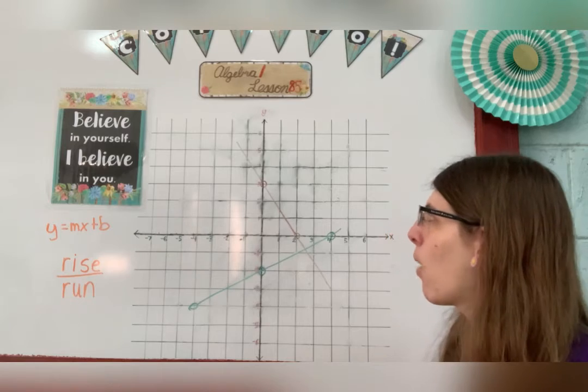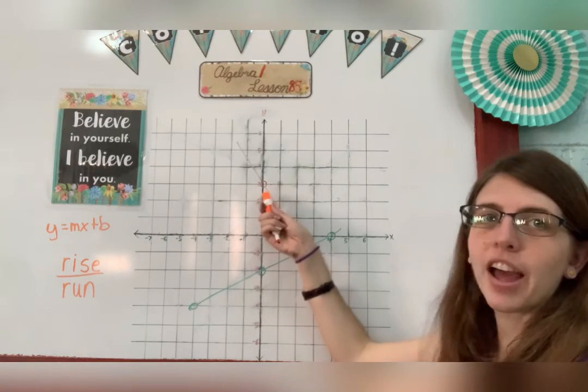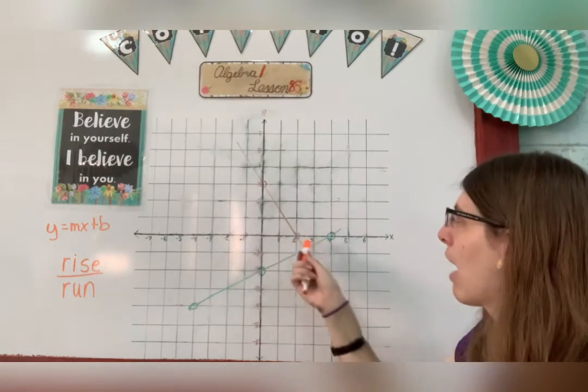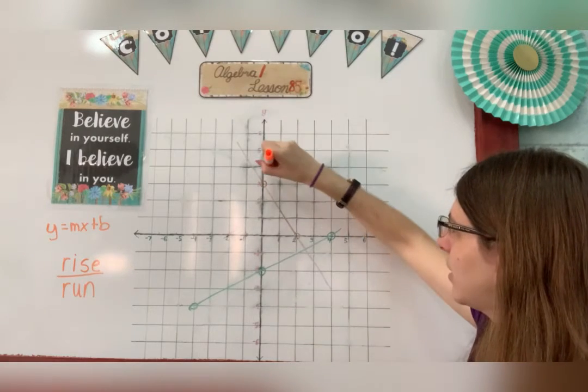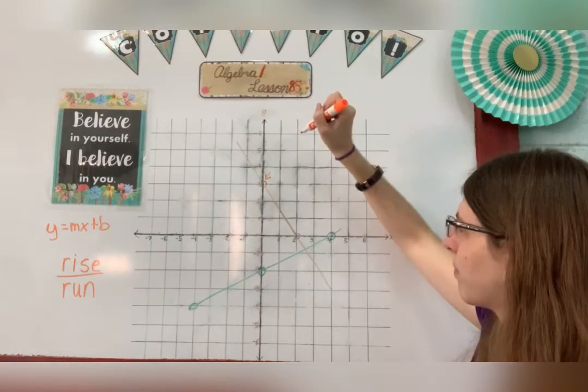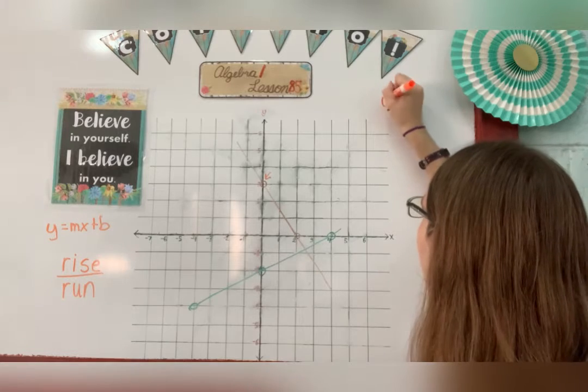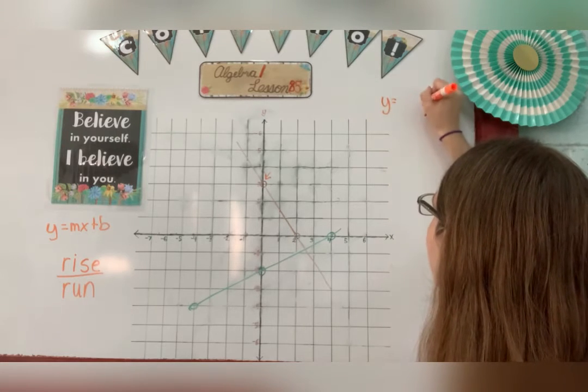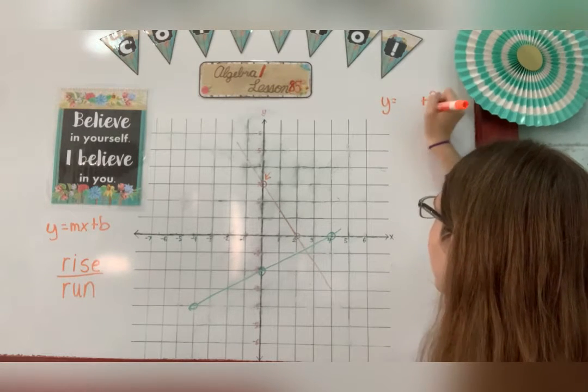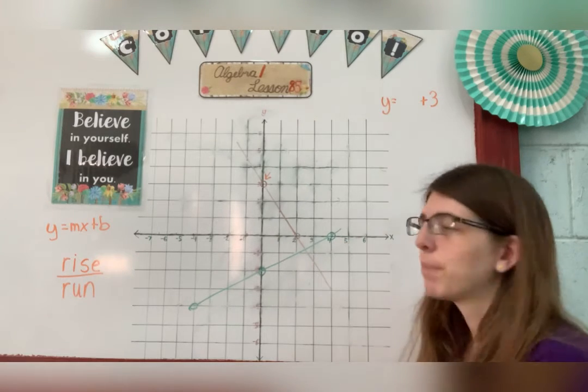B I know is my y-intercept, so that's really easy to find. Look at my graph. Where does it cross the y-axis? Right there. So my y-intercept is a positive 3. So now I'm just looking for the slope.